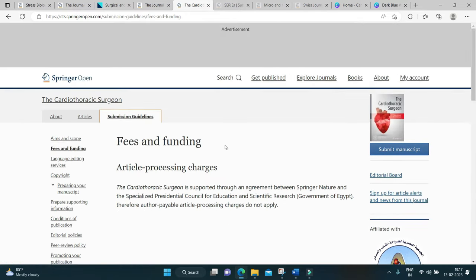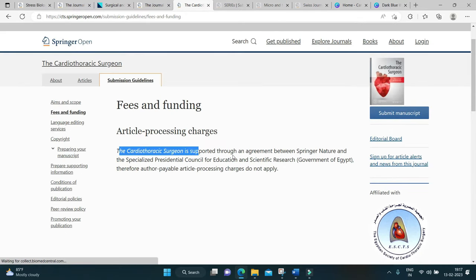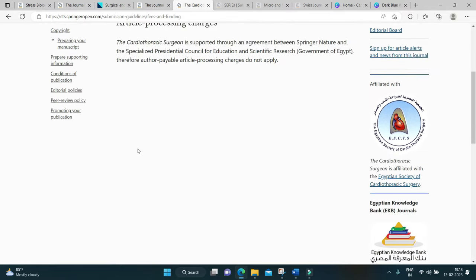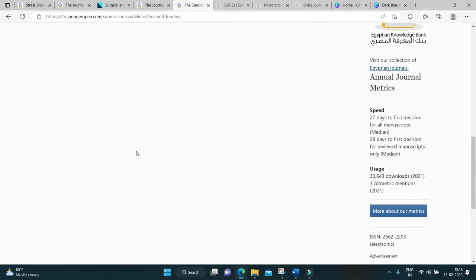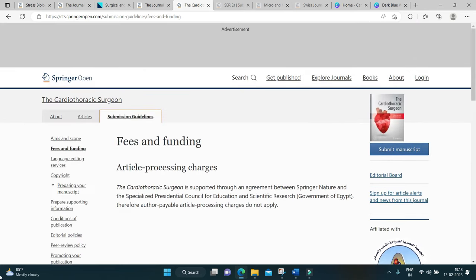Let us see the fees and the funding. So this journal is supported through an agreement between Springer Nature and the Specialized Presidential Council for Education and Scientific Research, the Government of Egypt. So therefore, author payable article processing charges do not apply. So this journal is free of cost. You can target this journal if your research falls under its aims and scope.